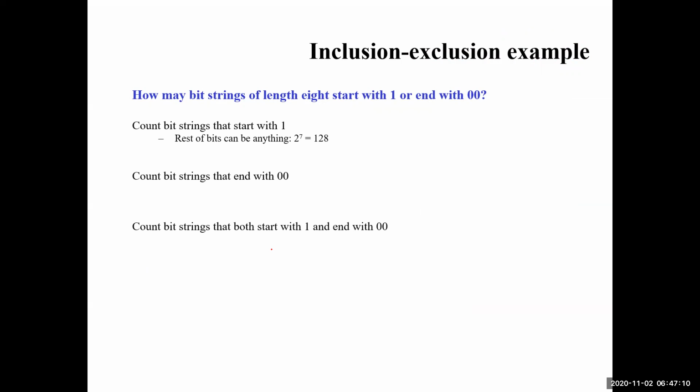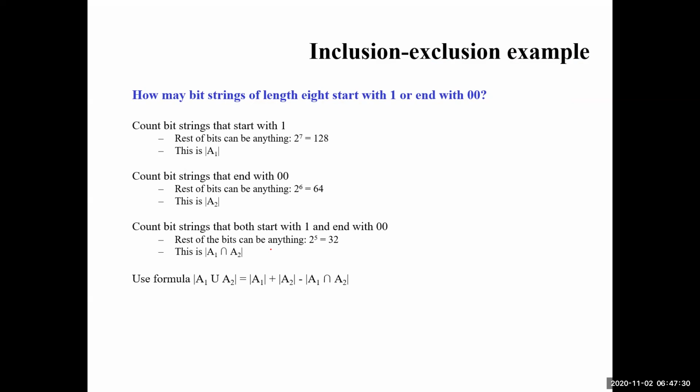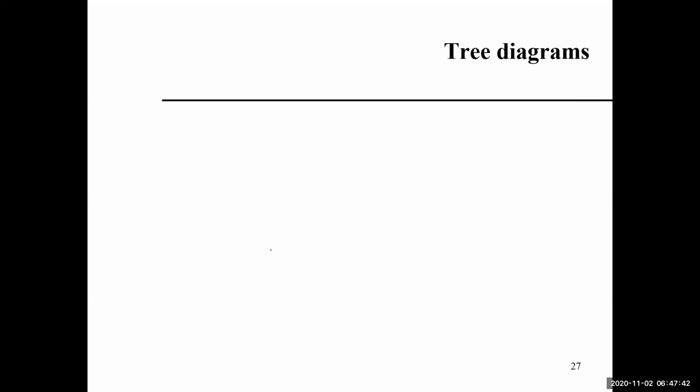To count the bit strings that end with 00, the last 2 bits are 0, 0 and the rest of the bits can be anything. So 2 raised to 6, since out of 8, 2 bits are reserved. So 64. And to count the strings that both start with 1 and end with 00, 3 bits are reserved. So it will be 32. That is the intersection of the two. Okay, and if we apply the principle of inclusion and exclusion, we get the number of strings that satisfy the criteria, that is they start with 1 or end with 00.